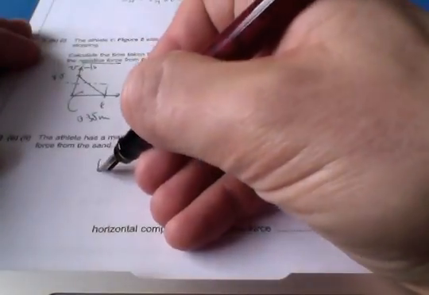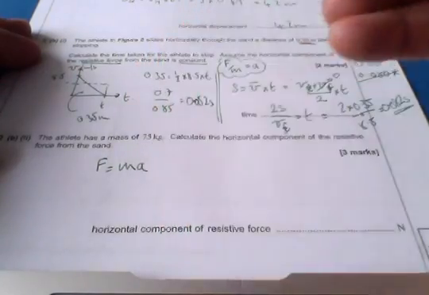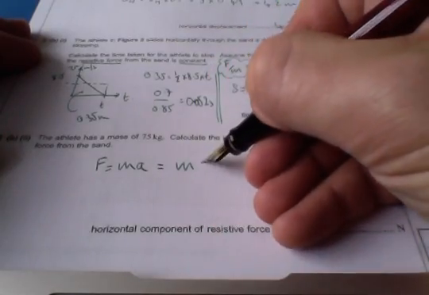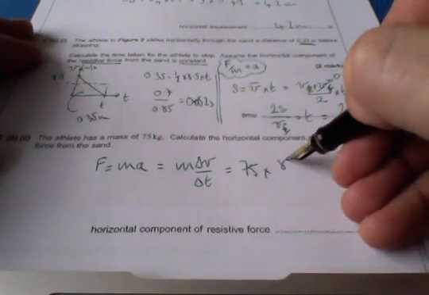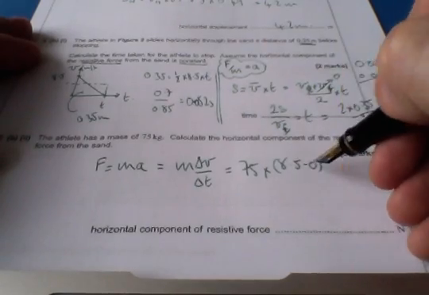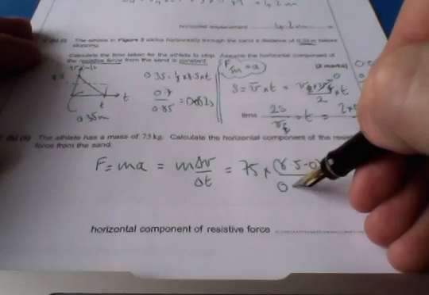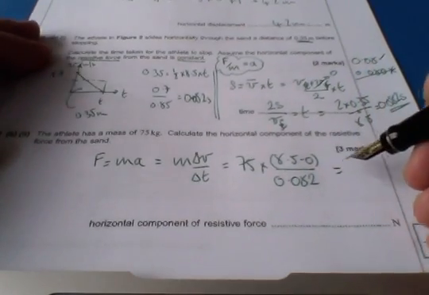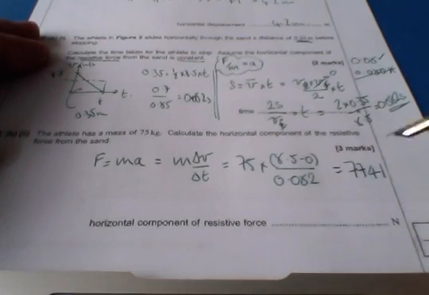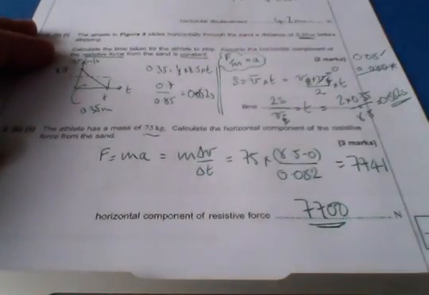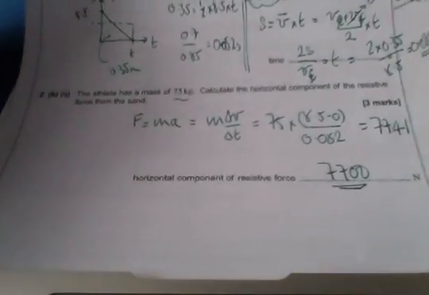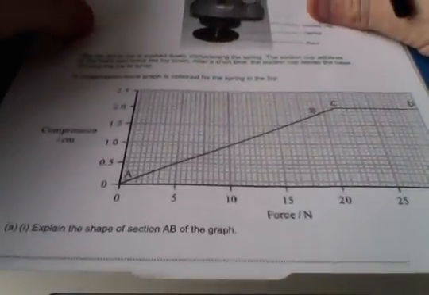Okay, what's the horizontal force? Well, force is mass times acceleration. That's mass times the change in velocity over the change in time. 75 by 8.5 minus 0, because that's what it changes from and to, divided by our time period, 0.082, and that gives us 7741, or 7700 newtons, to the appropriate number of significant figures. Fairly straightforward mechanics on that one. Again, if you'd taken the time just to learn the formula, we've probably got you through that one.